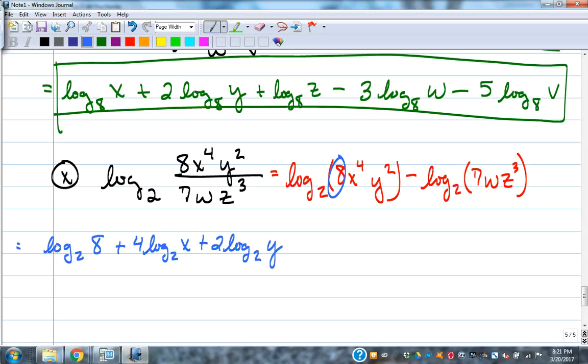Now let's see if we can take that and go with it for the second half. Log base 2 of 7. We've expanded everything that could be expanded.